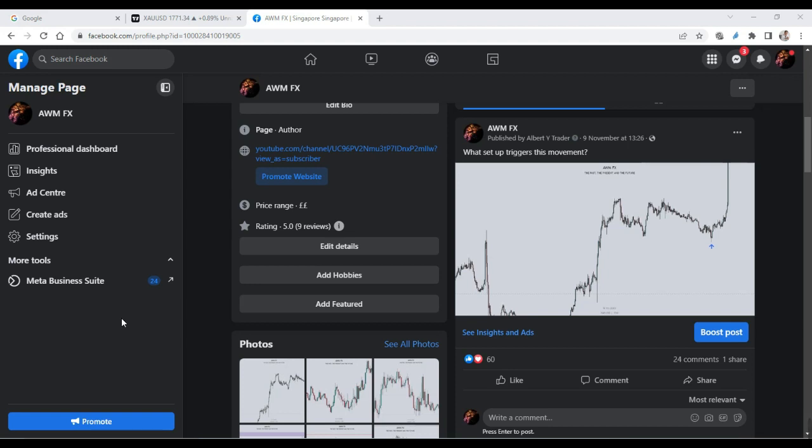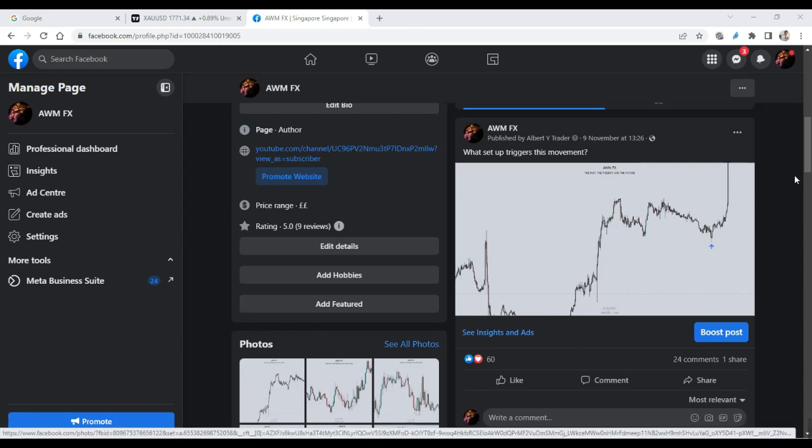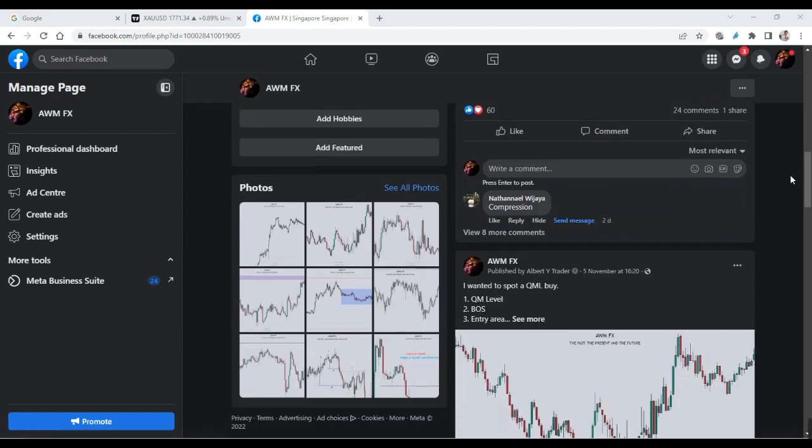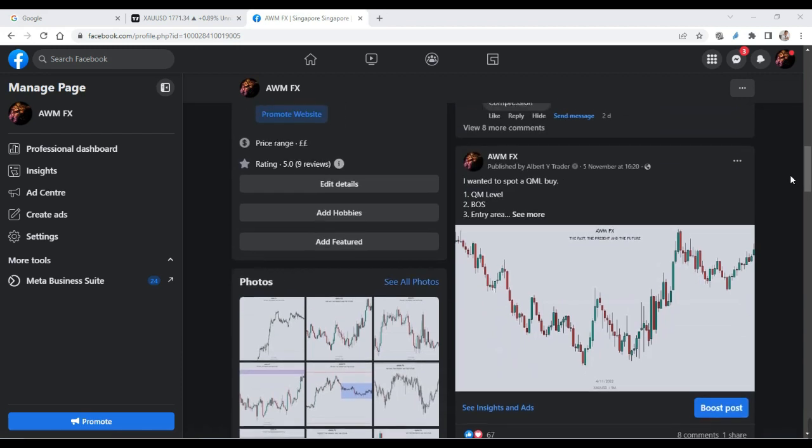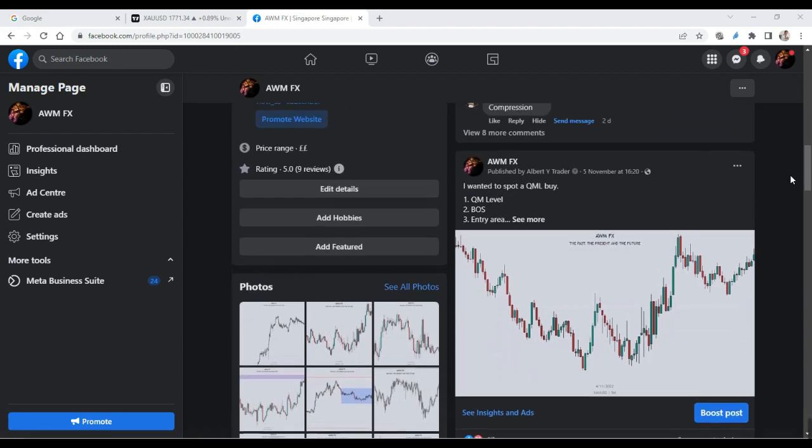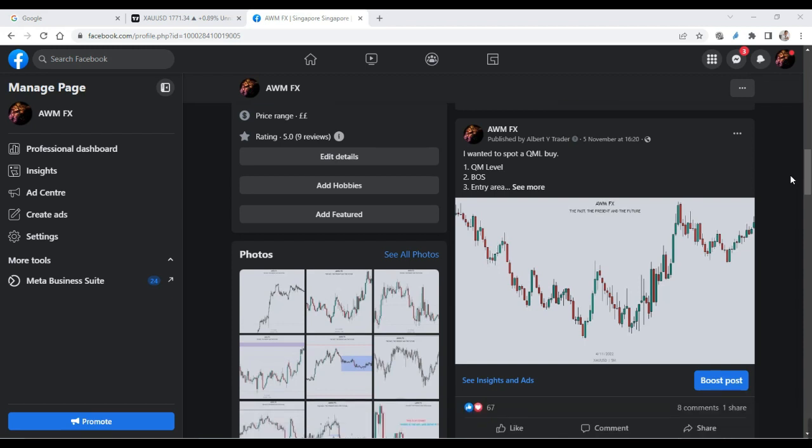All right, so today I will share something quite interesting with you guys. It's a combination of a lot of different movements, all based on supply and demand that I've shared previously. I did ask a question in my Facebook page. I will come up with a lot of questions just to get you guys thinking about how to identify QML.